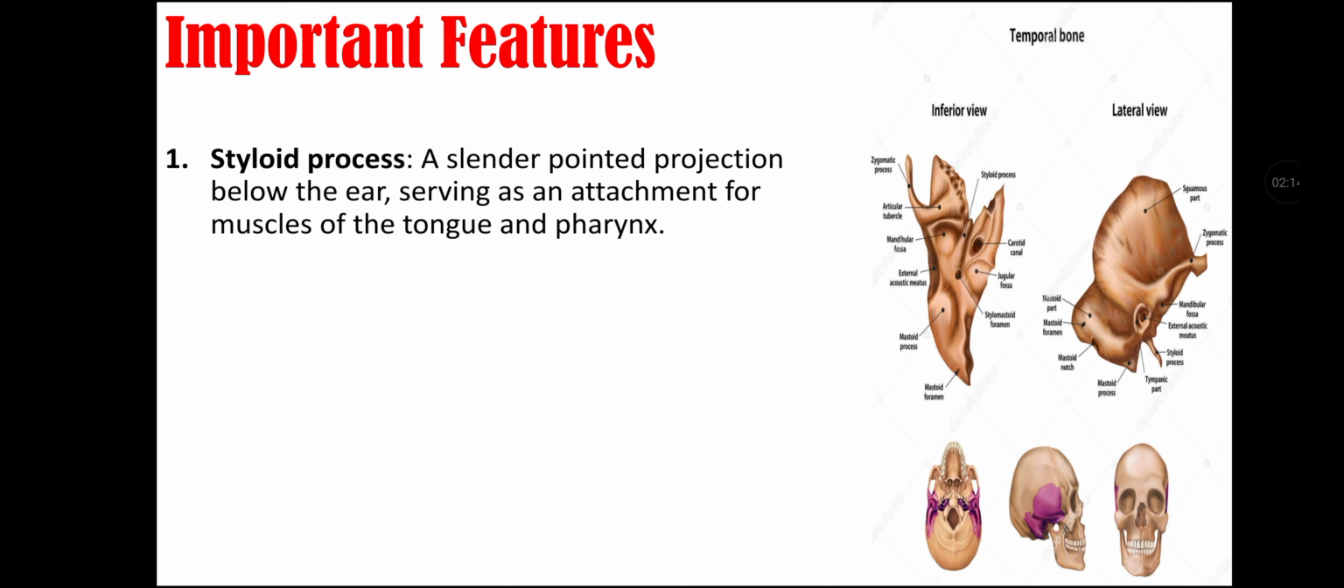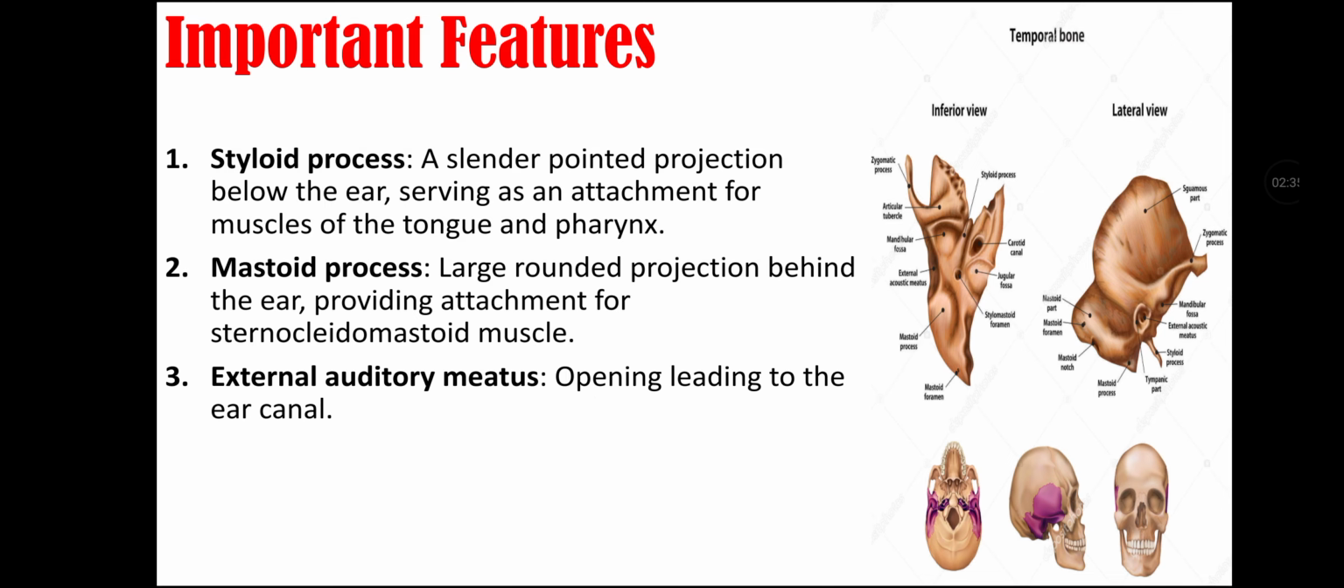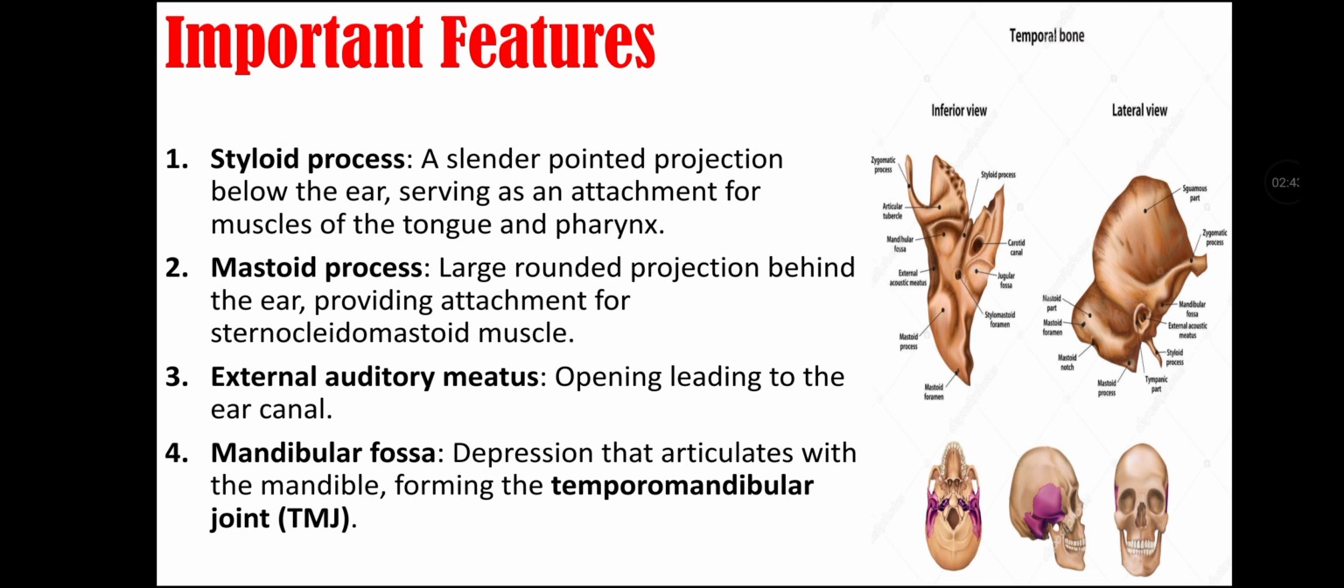Important features of temporal bone are styloid process, that is a slender, pointed projection that is present below the ear, serving as attachment for muscles of tongue and pharynx. Next feature is mastoid process, that is basically a large rounded projection behind the ear, and it provides attachment for sternocleidomastoid muscle. Third important feature of temporal bone is external auditory meatus, that is basically an opening in the temporal bone that leads to the ear canal. Fifth feature is mandibular fossa, that is basically a depression on the temporal bone lower side that articulates with the mandible, and it forms the temporomandibular joint.